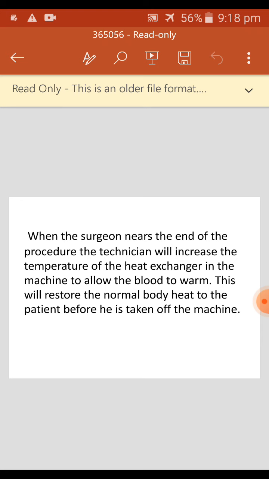Next one, when the surgeon nears the end of the procedure, the technician will increase the temperature of the heat exchanger in the machine to allow the blood to warm. This will restore the normal body heat to the patient before he is taken off the machine.